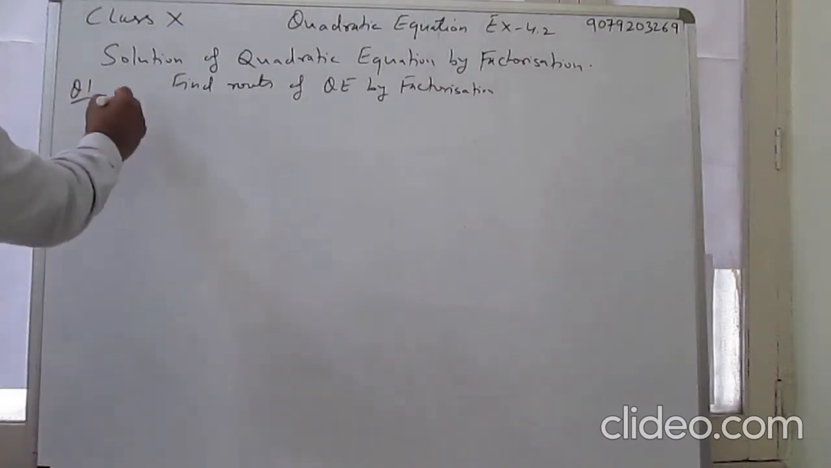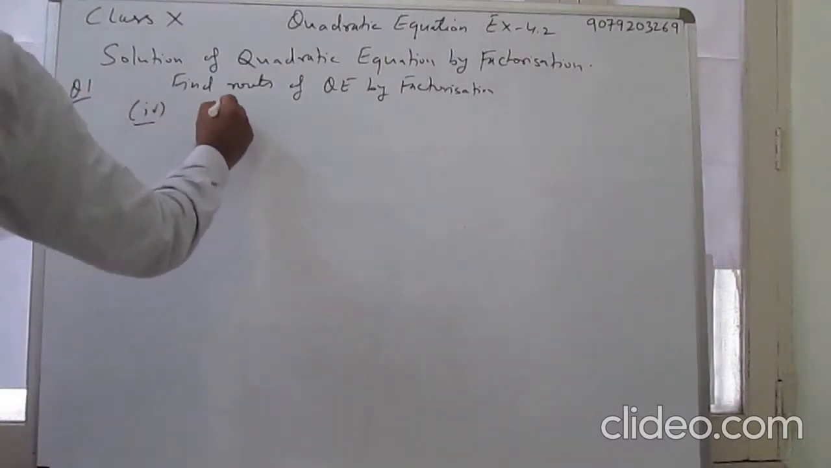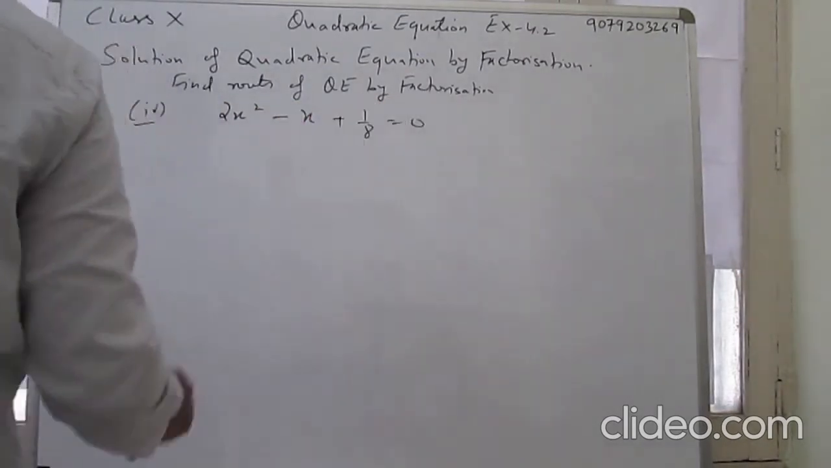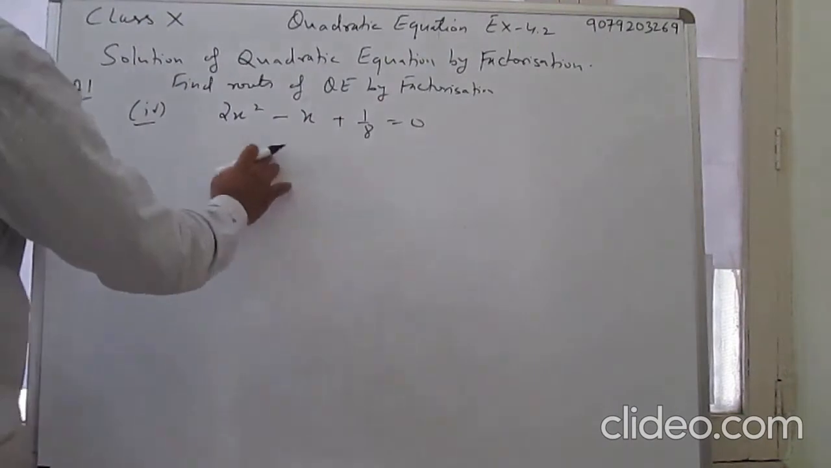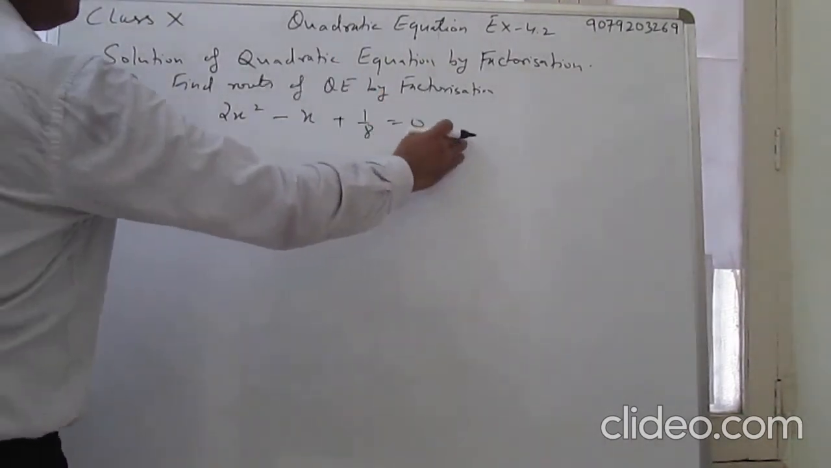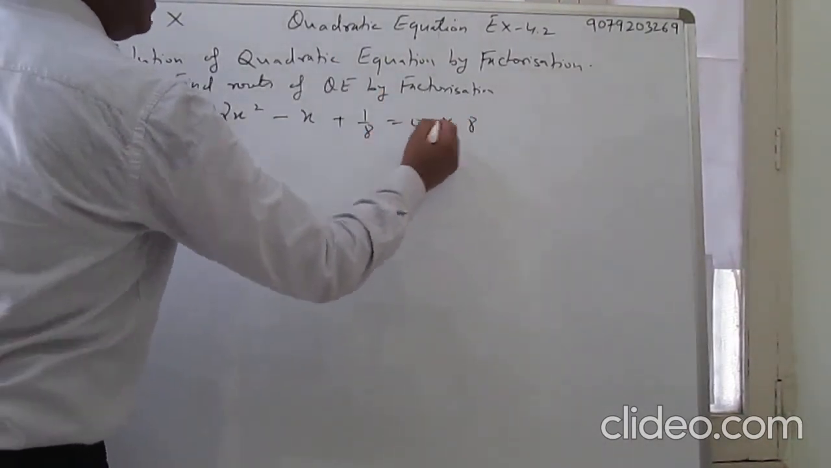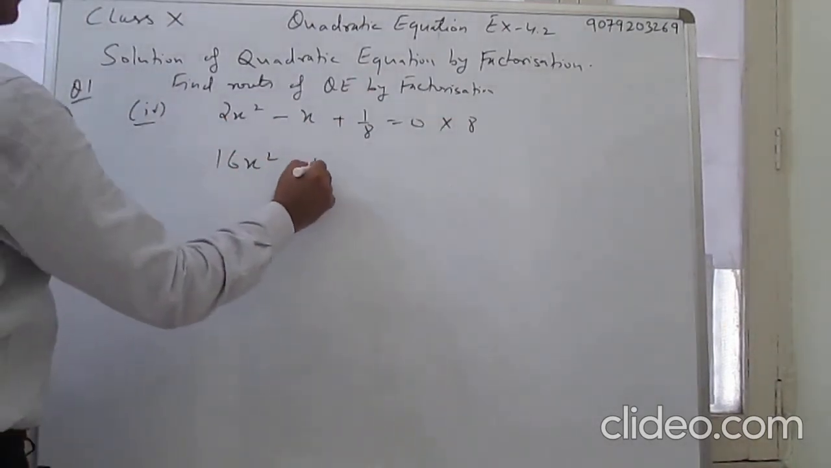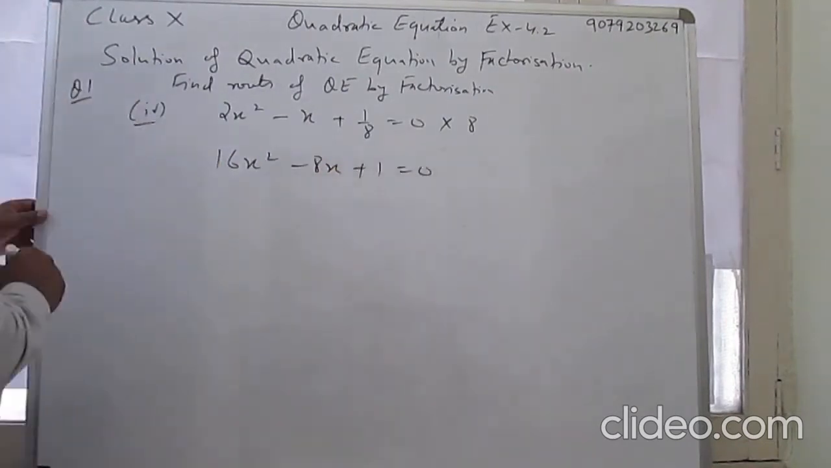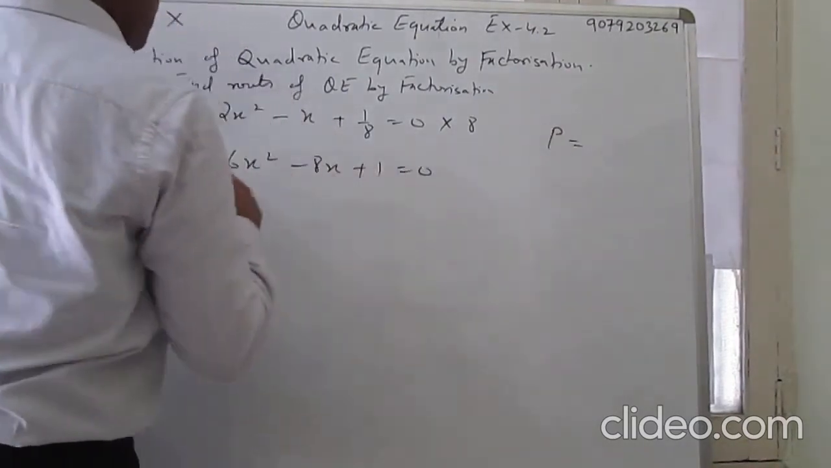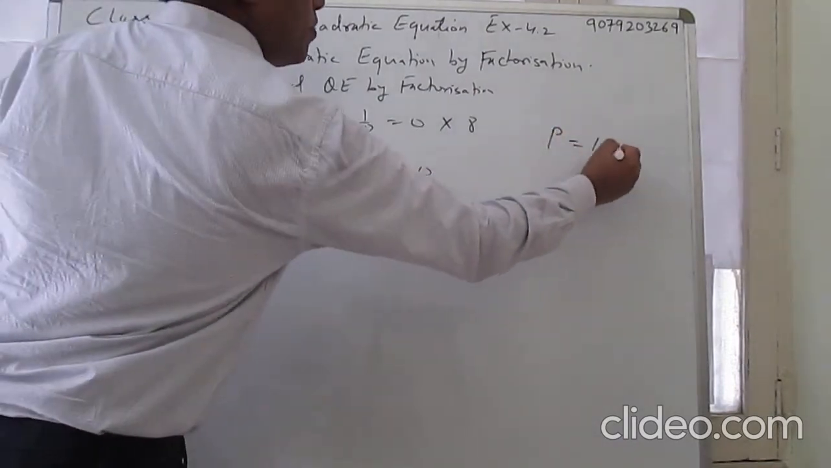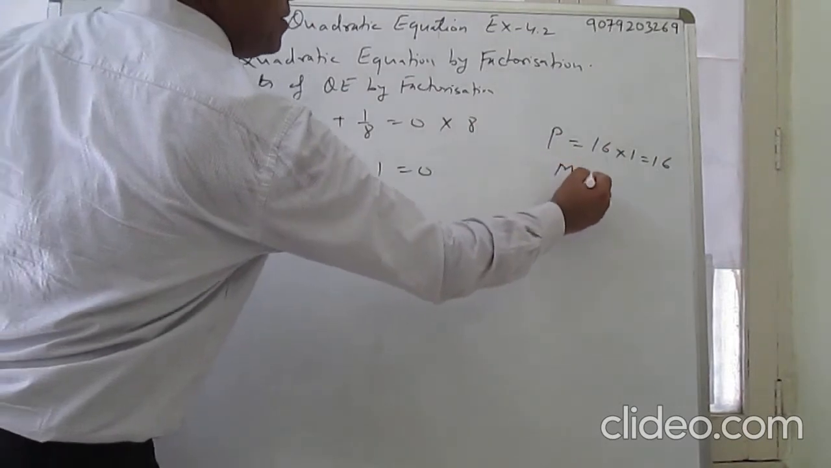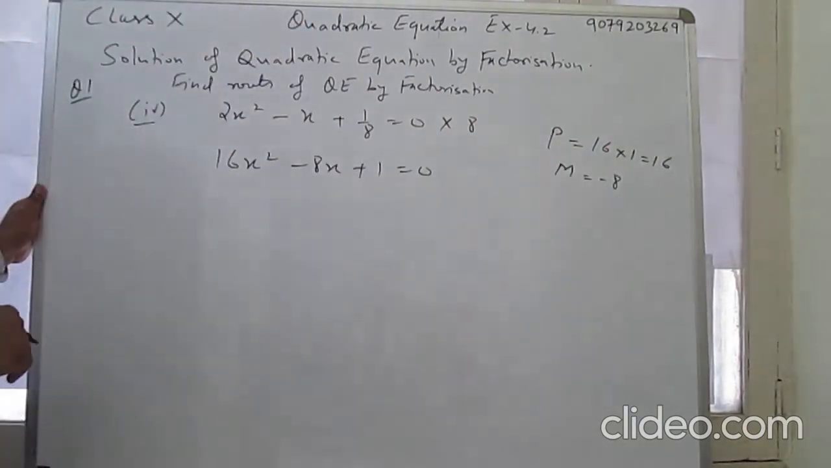Now take the fourth part: 2x square minus x plus 1 upon 8 is equal to 0. It has a fraction, so we remove the fraction by multiplying by 8, the LCM. Multiplied by 8, it is 16x square minus 8x plus 1 is equal to 0. Now what is the product? 16 into 1, the product is 16, and the middle term is minus 8.